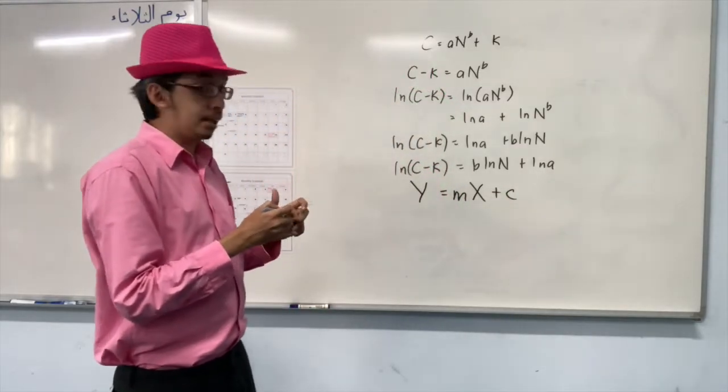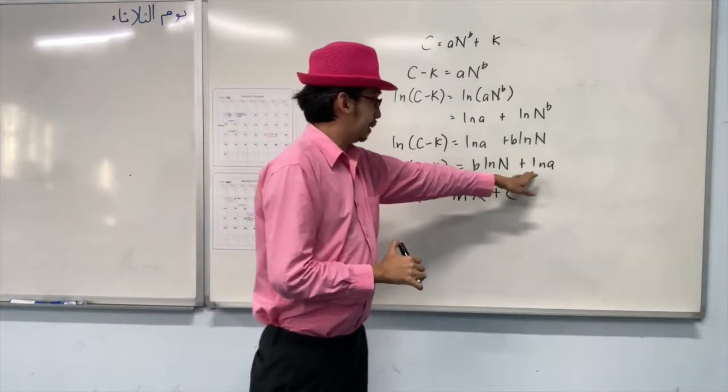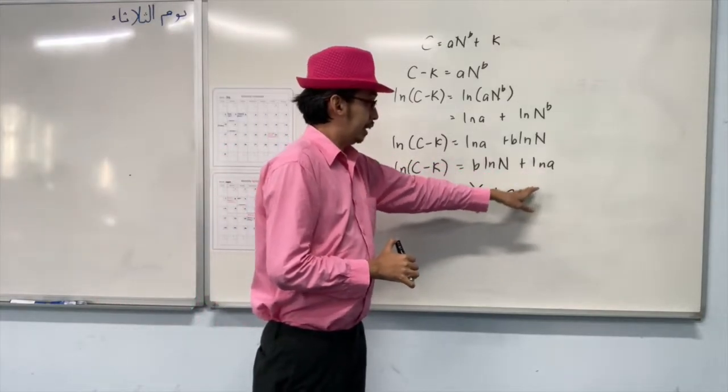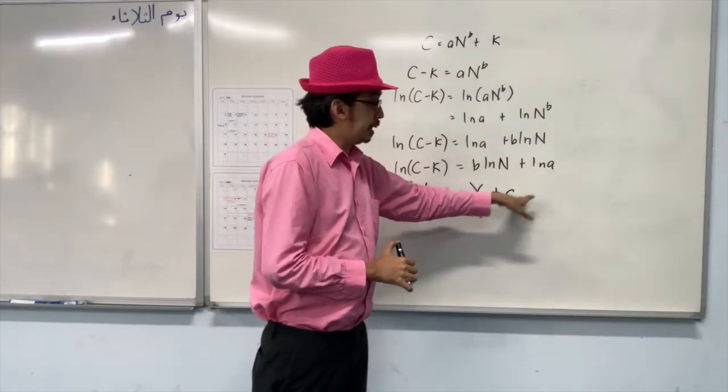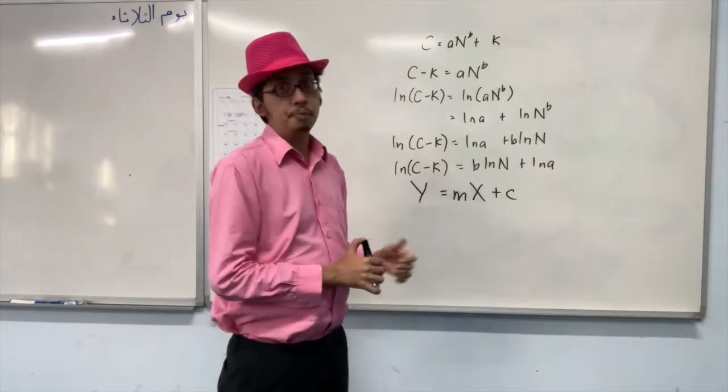Okay, so later on, when I bring you back to that part of the whiteboard, you will see that the c is actually the y-intercept, right? It's linked to the log A. Okay. m is actually the gradient. The gradient is linked to the B.